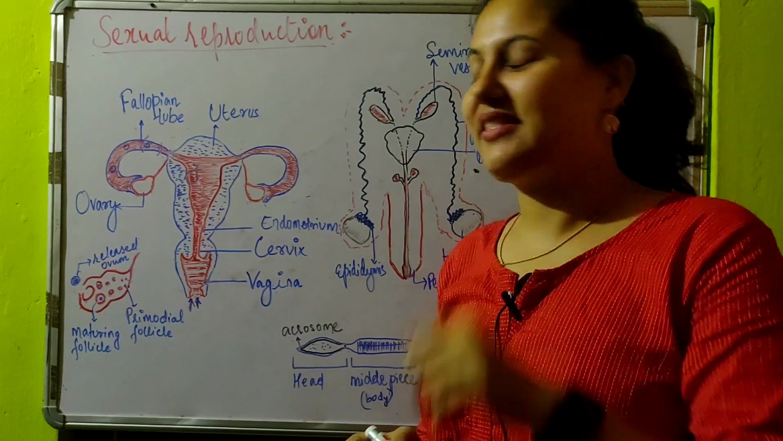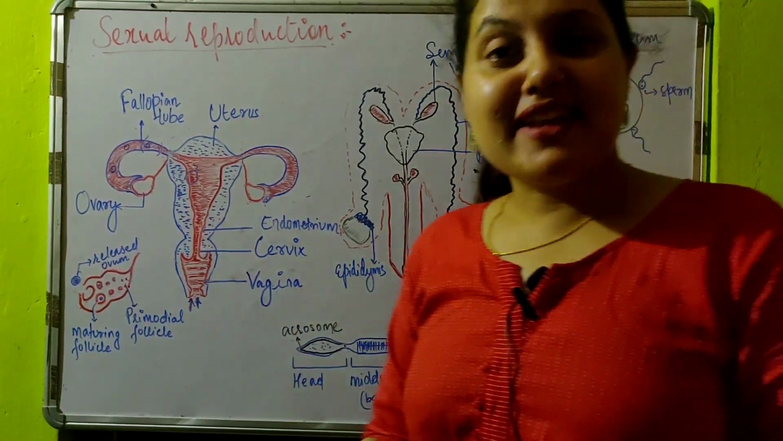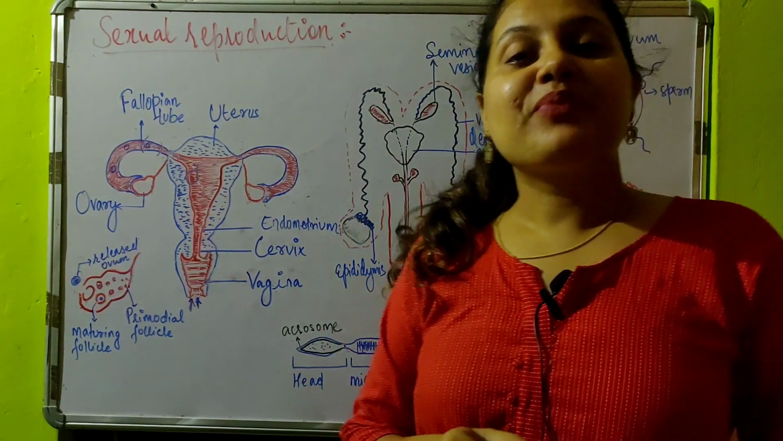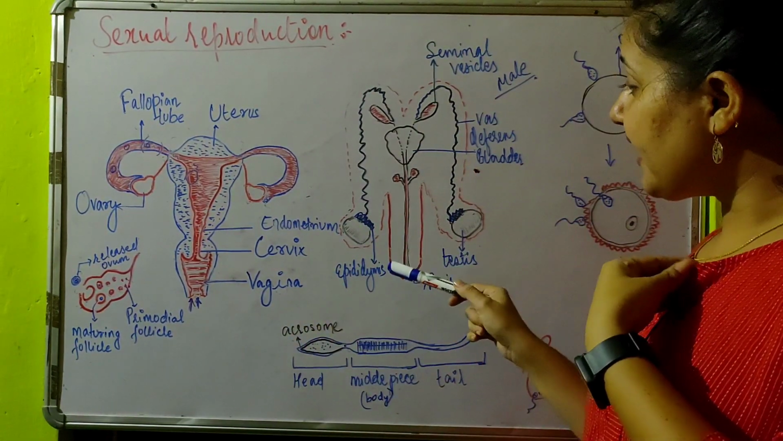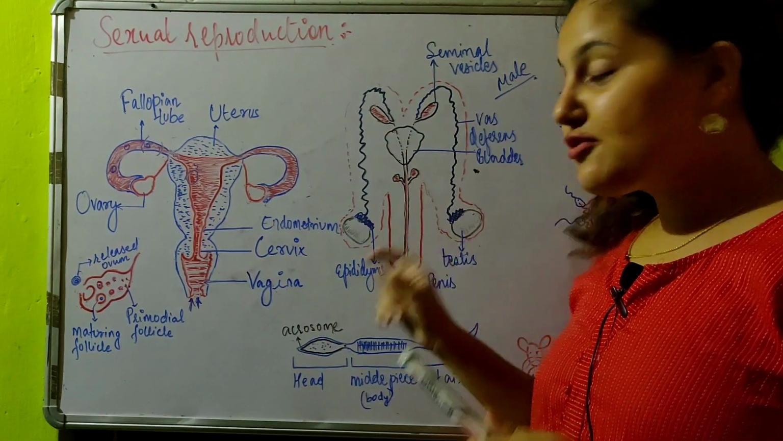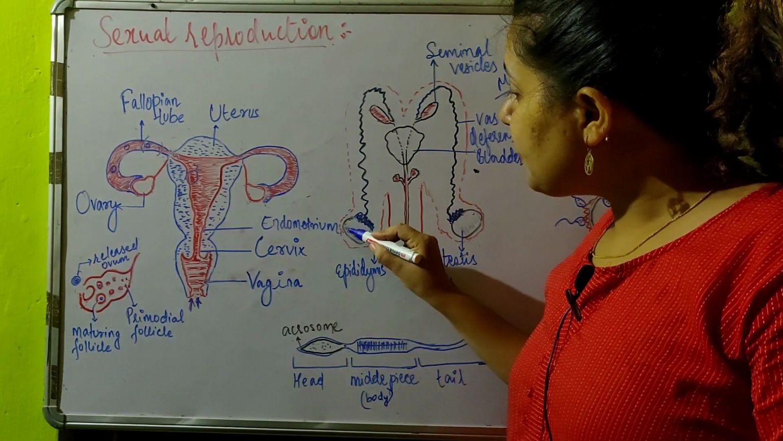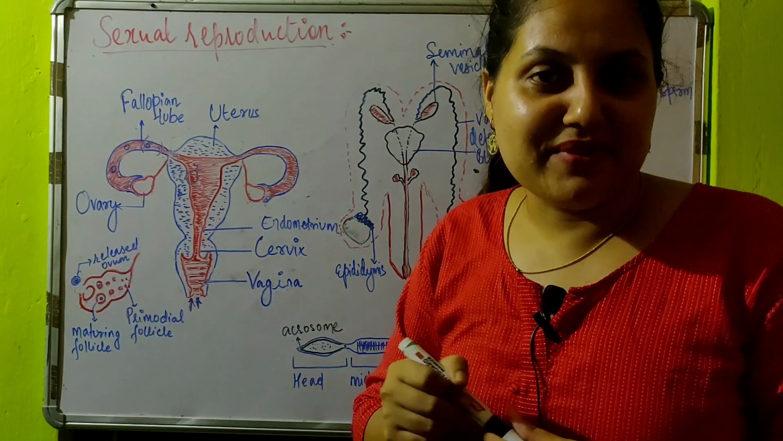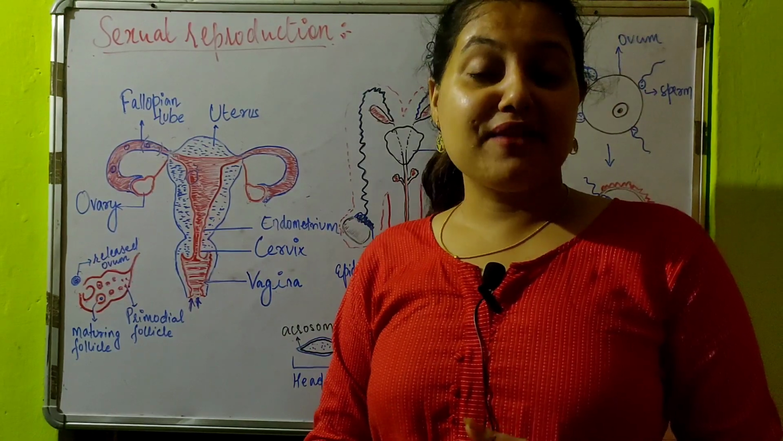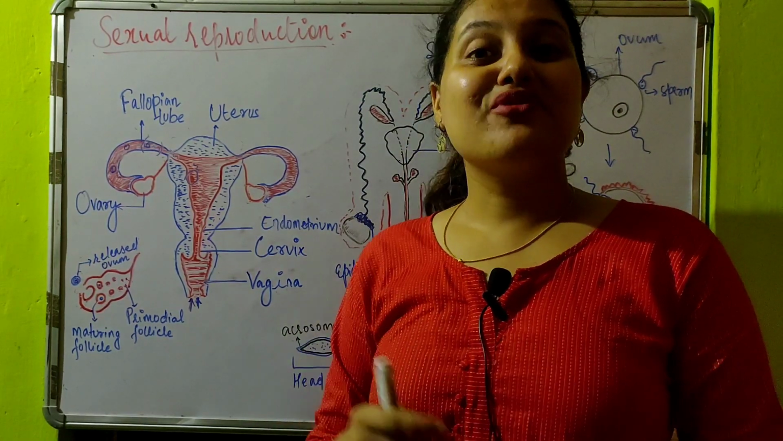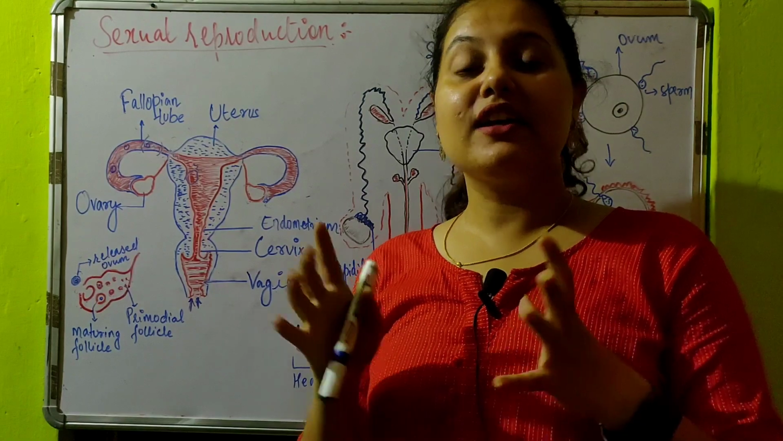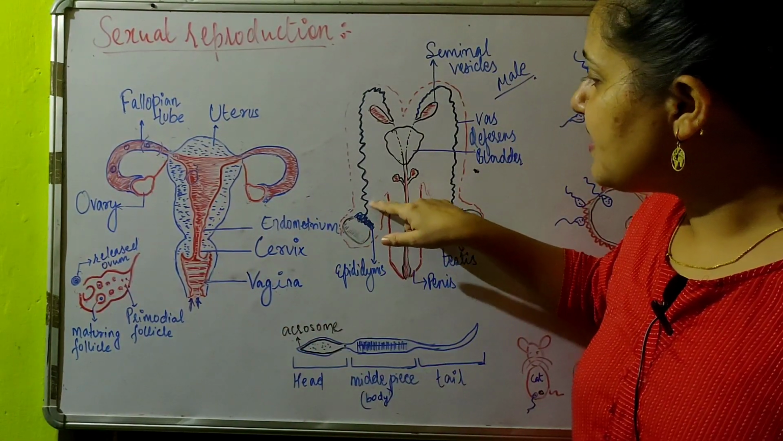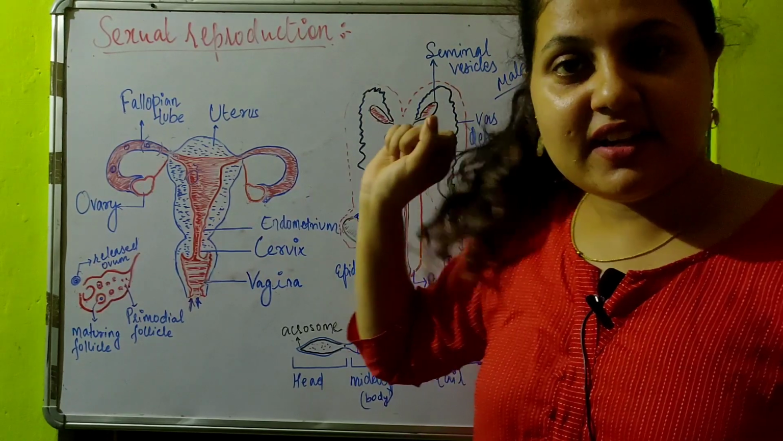Always remember that. Now coming to the epididymis, this blue colored part is the epididymis, and it is directly connected to the testis, isn't it? So after the sperm is produced in the testis, it will move through the epididymis. And in the epididymis, the maturation of the sperm takes place, and the sperm is also stored.